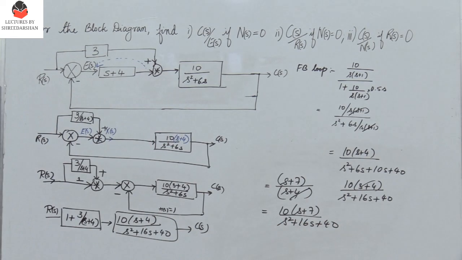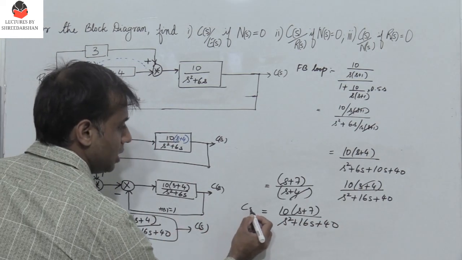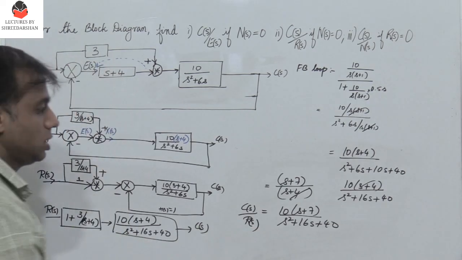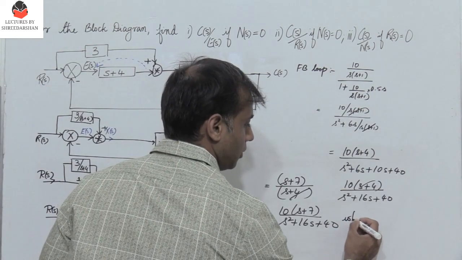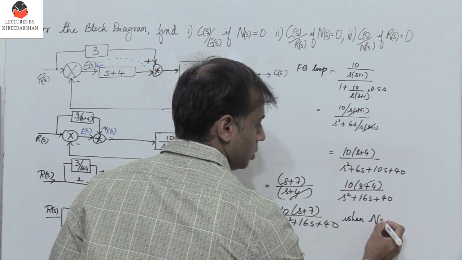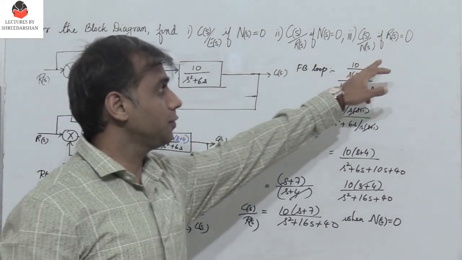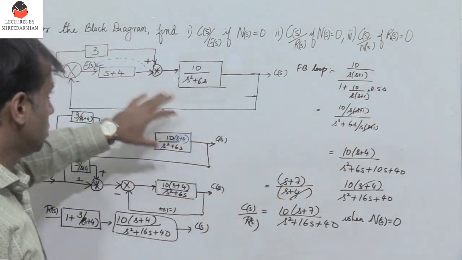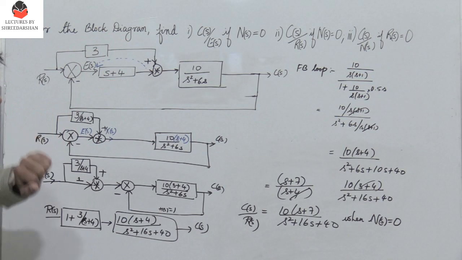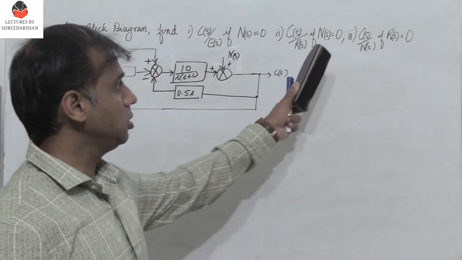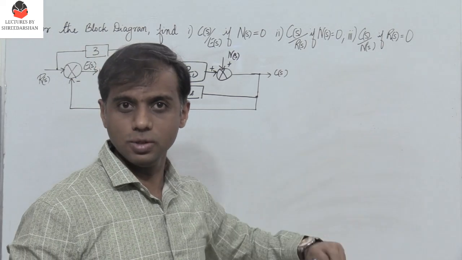So this is the final expression, that is C of s by R of s, when n of s is equal to 0. Now C of s by n of s if R of s equals 0. So the third case, let's consider the original block diagram and see what has to be done. In the third case, we need to find C of s by n of s if R of s equals 0.